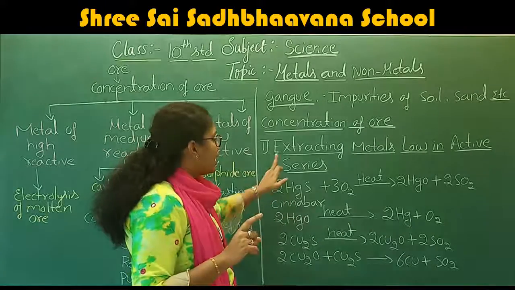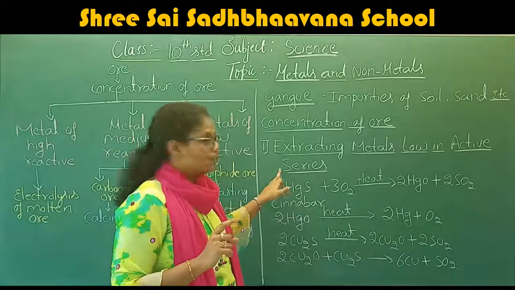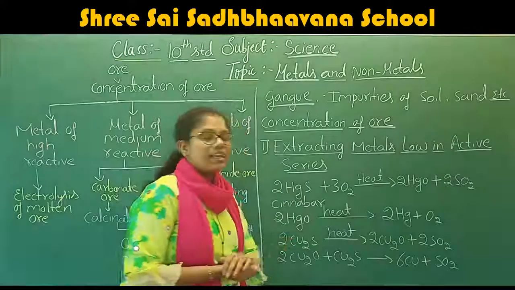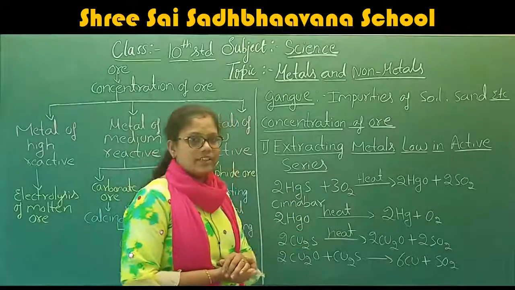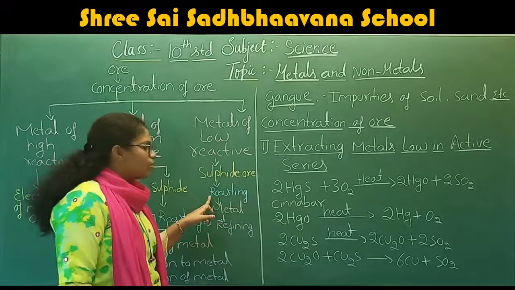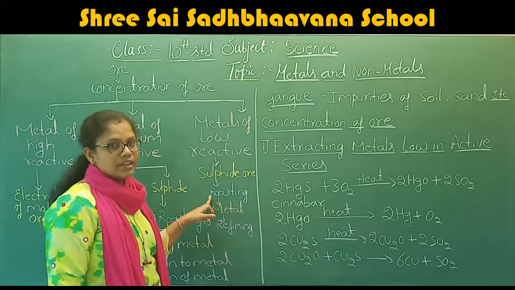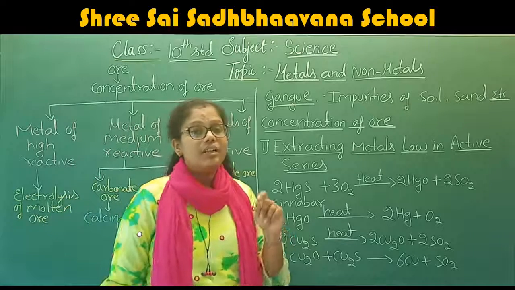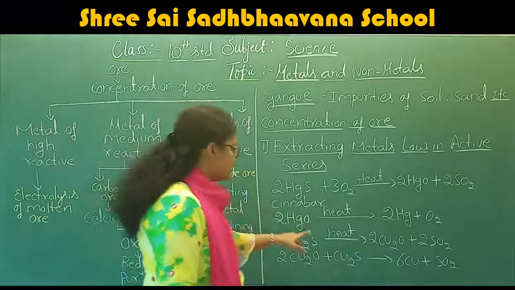We are going to discuss the extraction of the metals low in the activity series. Almost all the metals are in the form of metal sulfides, therefore mercuric sulfide and copper sulfide. After that, what are we going to do for these metal sulfide ores? We are going to do the process of roasting. I already told the definition of roasting. What is the definition of roasting? The process of heating the ore in the presence of air, or the process of heating the ore in the presence of excess oxygen.